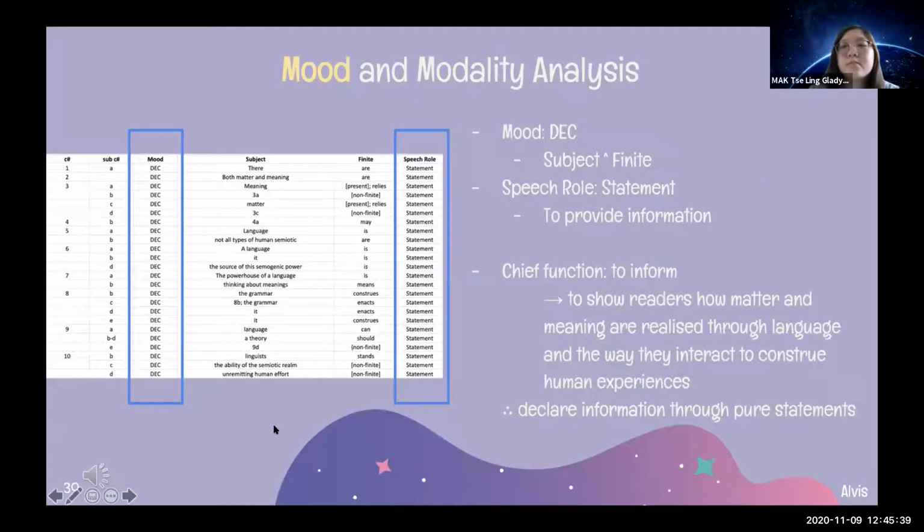So when we look into the abstract, the clauses are all declaratives formed by subjects preceding finites, with a congruent function of statement to provide information. Since the chief function of the abstract is to inform, by showing readers how matter and meaning are realized through language and the way they interact to construe human experiences, the writer chooses to declare information through pure statements to reach his audience.